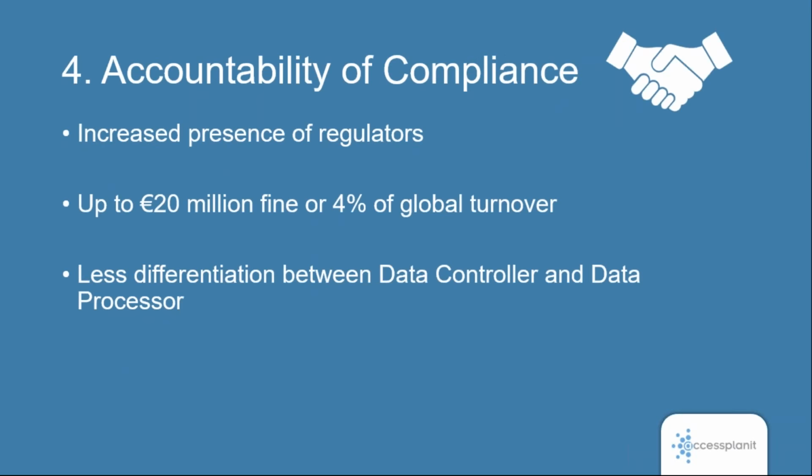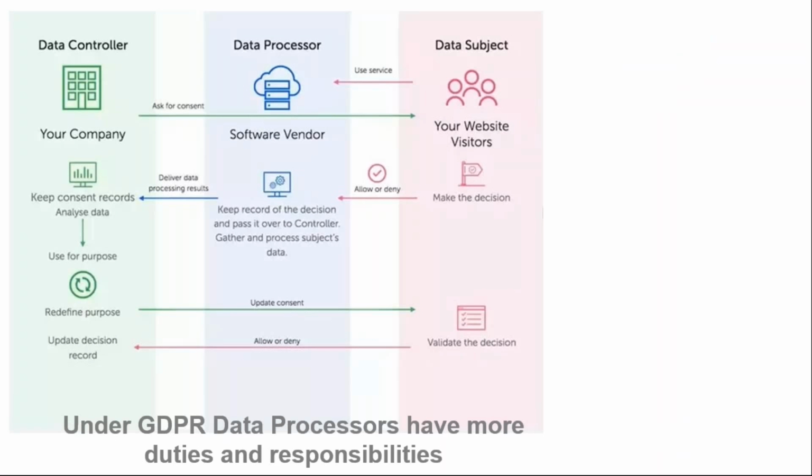Accountability of compliance. Again, you'll probably be aware, increased presence of regulators and the fines we've already talked about. Definitely going to miss those bits in everything that's been said about GDPR. I just want to talk a little bit on this one about the differentiation between data controller and data processor, and also a couple of other terms, which would be the data subject, which we've already talked about, and data protection officer also comes up as well. So again, let me just run through a few of those. So what do these mean?